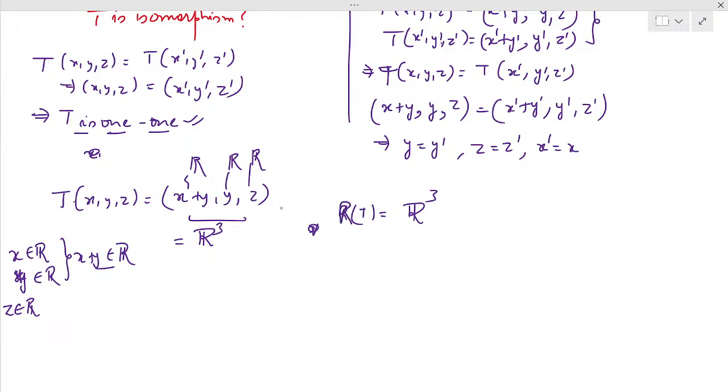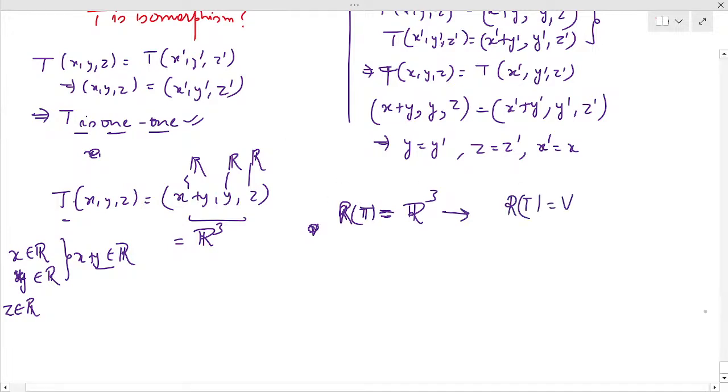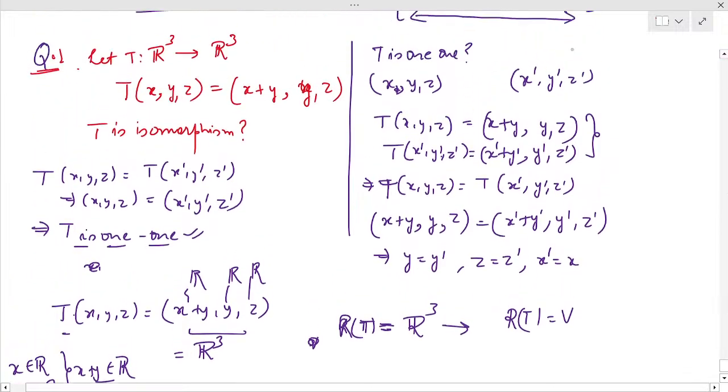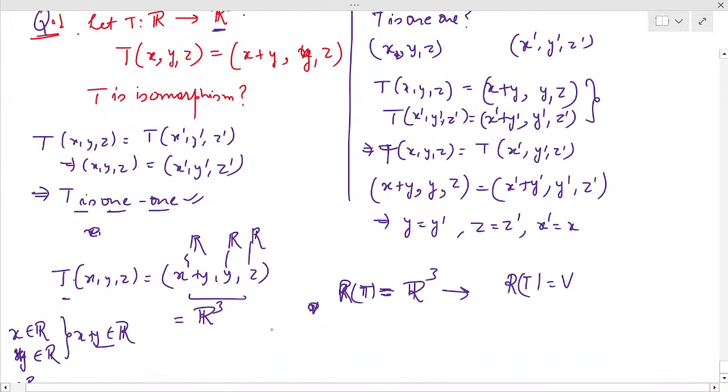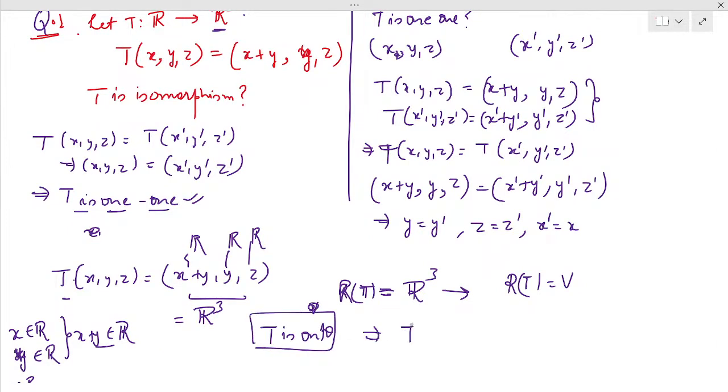So if the range of T is R cube, that implies the range of T is equal to V. If you remember, let us say this is U and this is V. The entire range is equal to the codomain, that is V. So we can say that T is onto as well. Now T is 1-1 and T is onto, so it implies T is an isomorphism. I think it is clear.